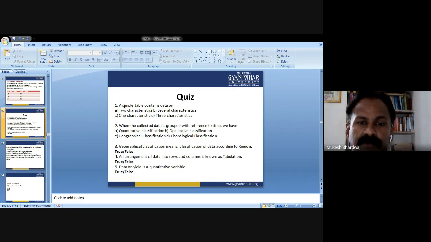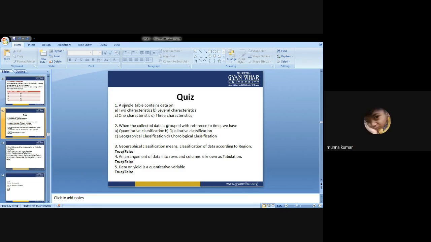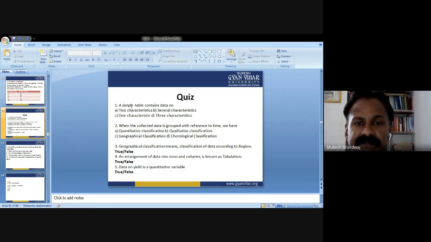Here we are talking about the simple table. If the table is somewhat complicated or lengthier, then it contains more than two variables, but a simple table always contains a single variable. So a simple table contains data on one characteristic. C is the right answer.